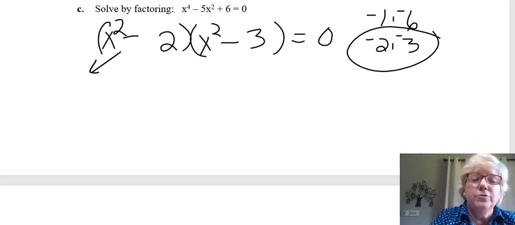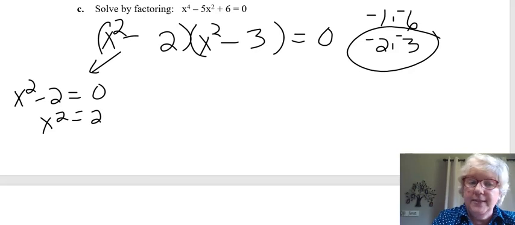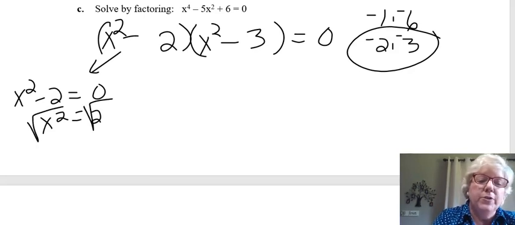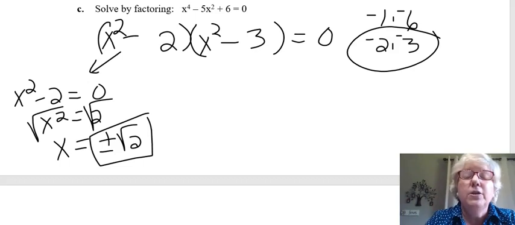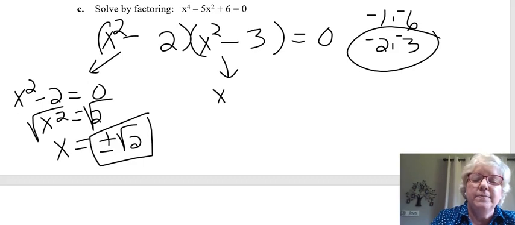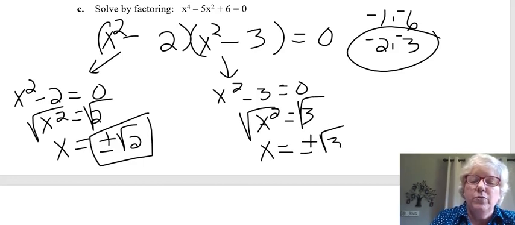Now take each factor and solve. X squared minus 2 equals 0. Move over that 2. It becomes positive, and take the square root of both sides, and you get plus minus square root 2. Don't forget to put that plus minus anytime you use a square root to solve. Take your second factor, put it equal to 0, move over that 3, and it becomes a positive 3. Take the square root of both sides, and that would be plus minus square root 3.